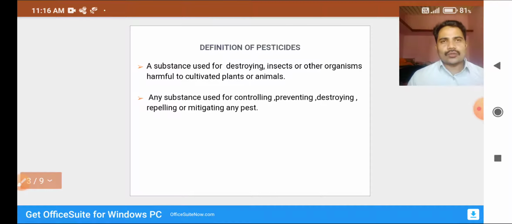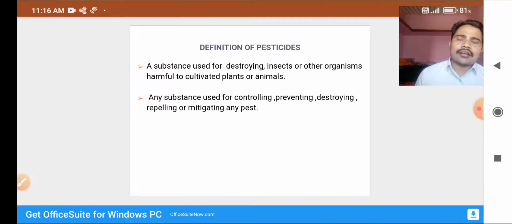So, how can we define pesticides? A substance that is used to destroy insects or other organisms harmful to cultivated plants or animals. Another way of explaining: any substance used for controlling, preventing, destroying, repelling, or mitigating any pest. So that is the definition. Simply, it is a substance used to kill or destroy organisms harmful to cultivated plants.